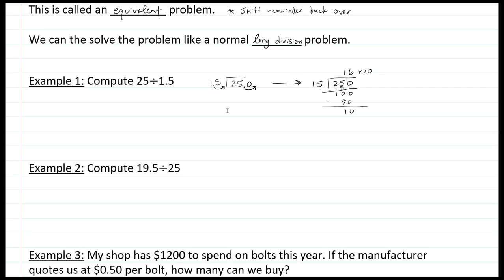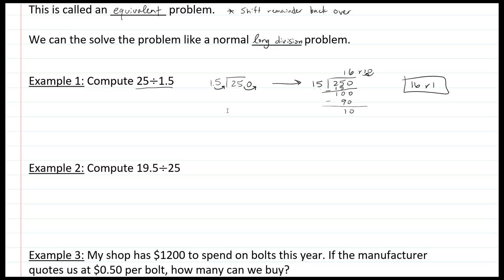But we have to be careful because our remainder is not actually 10. Look at our original problem, 25 divided by 1.5. If our remainder was 10 and we were dividing by 1.5, that wouldn't make sense because we could divide further into it. So let's go ahead and shift this over by 1 to make it 1.0. So our answer is actually 16 remainder of 1.